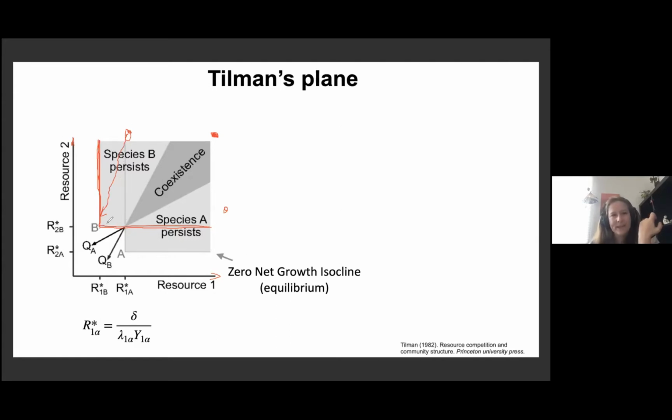And at this steady state, if you remember, it is a situation when your growth rate is equal to the death rate. So it's called the zero net growth isocline. So on this line here, the microbe doesn't really grow anymore. It just barely maintains its population, and it can never actually cross to this region, because here it will just die out.